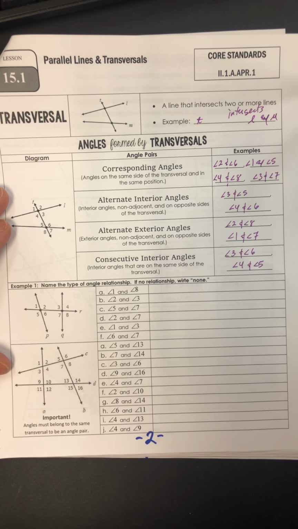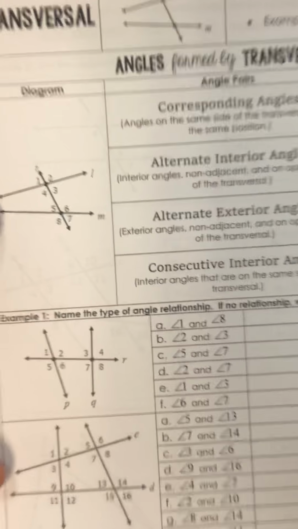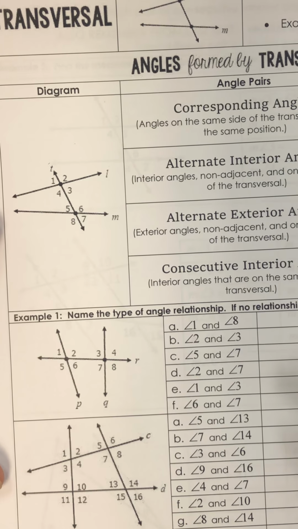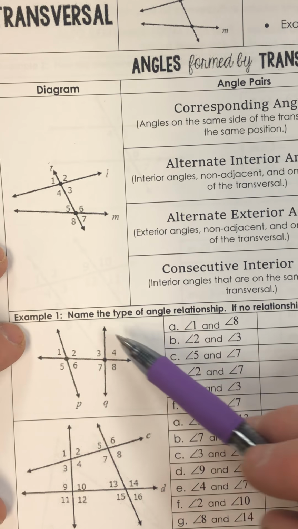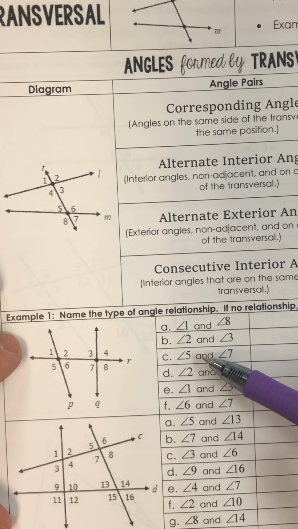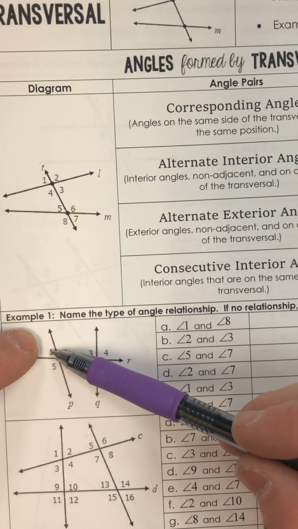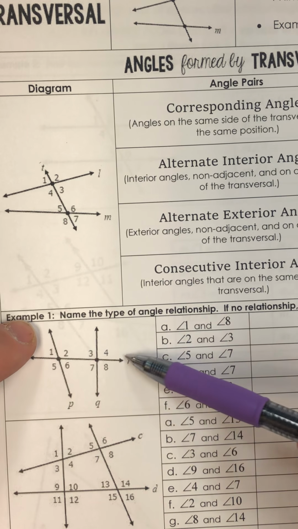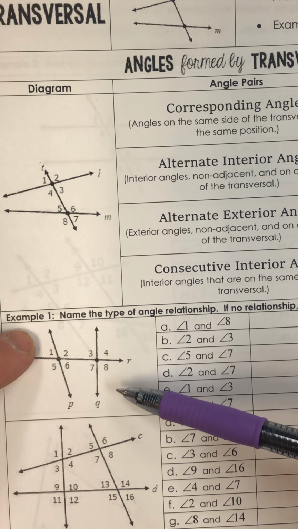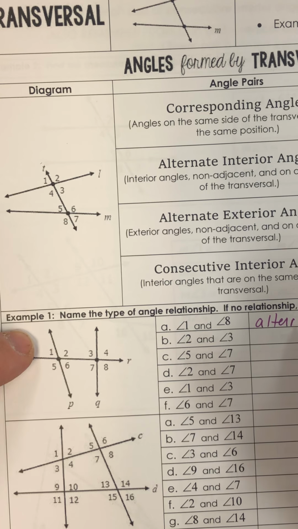All right, let's go down. Maybe I can zoom a little. So example 1 says, name the type of angle relationship, and if there isn't one, write none. So we're going to look at angles 1 and 8. If I look at angle 1 and angle 8, they are across this transversal, and they're outside the other two lines. So that would be alternate exterior.